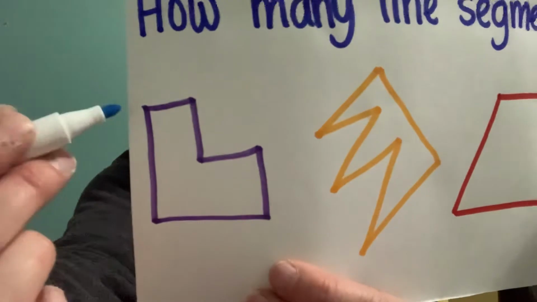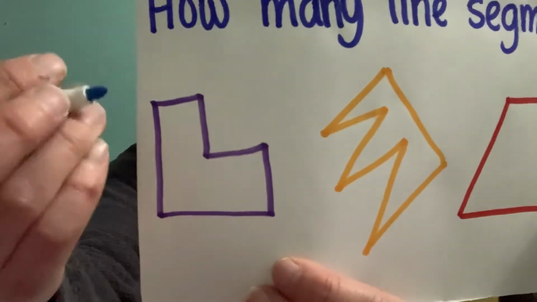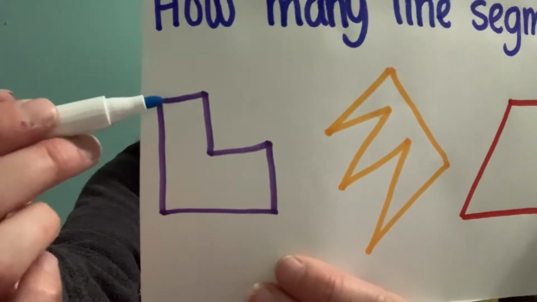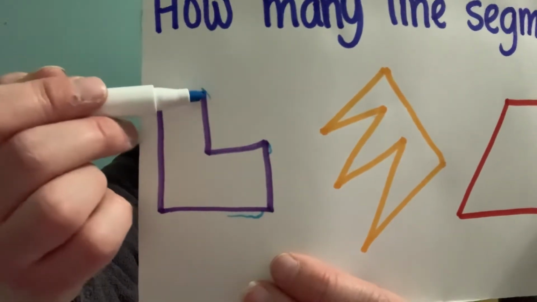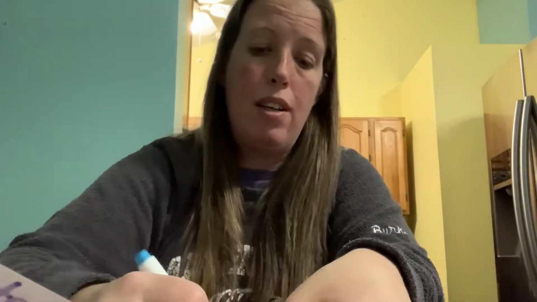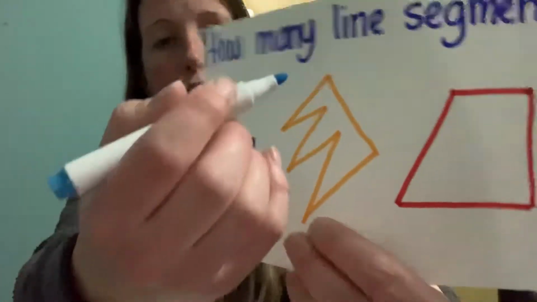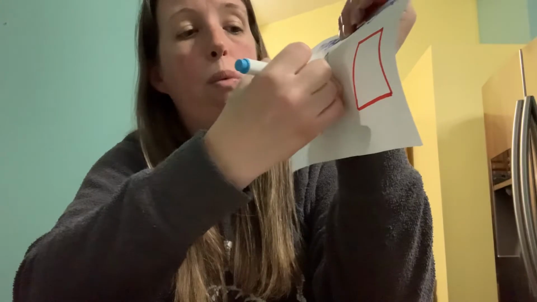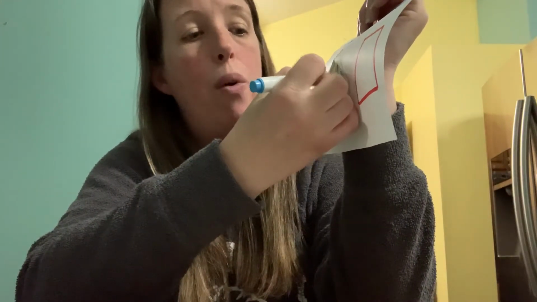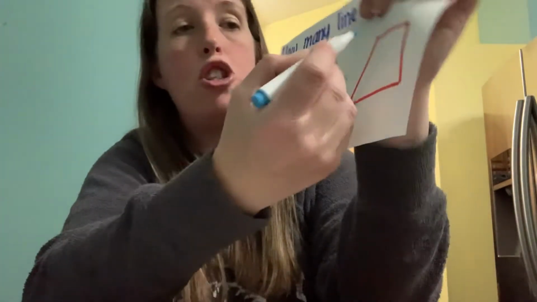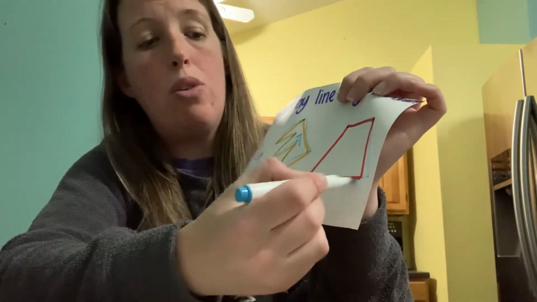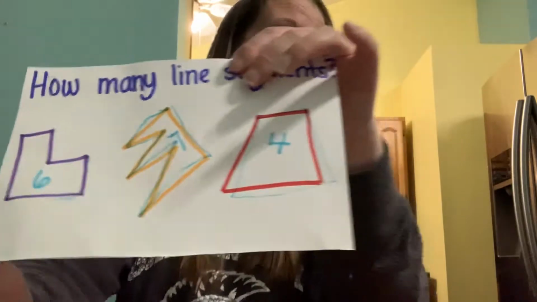These are each pieces of lines and you can't see them, but when you get to a corner, that's an endpoint, okay? So this would have 1, 2, 3, 4, 5, 6 line segments. Then my next plane shape would have 1, 2, 3, 4, 5, 6, 7 line segments. And then finally, this 2D plane shape would have 1, 2, 3, 4 line segments. So those are what line segments are.